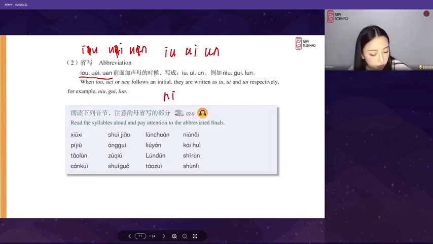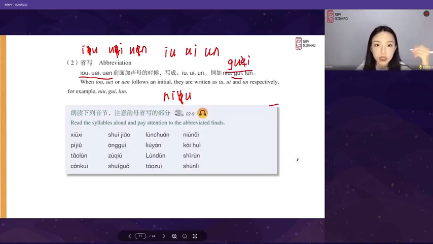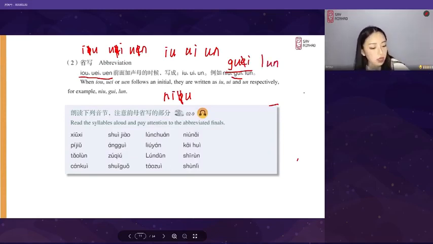For example, niú, actually, it is niou in the pronunciation. It should be written like this, but we will write it as niú. And for guī, actually it is guei. It can indicate the pronunciation of it, but we will get rid of this when we are writing. And last one, luán. Actually, it is luen, but we get rid of this and we write it like this.